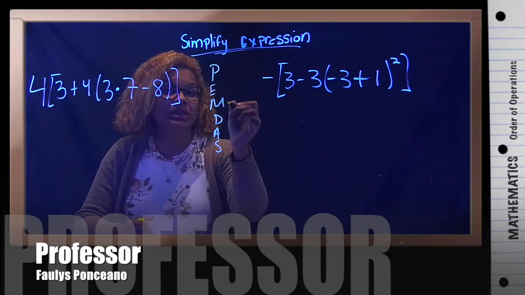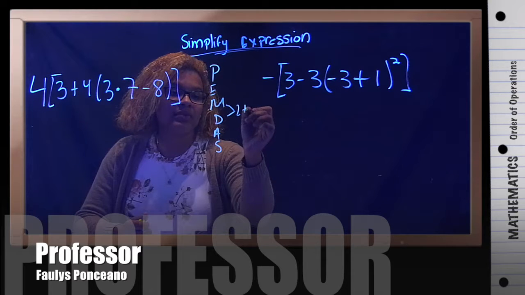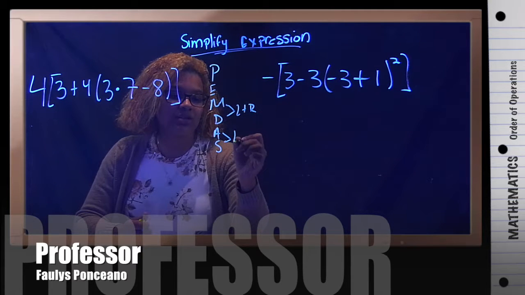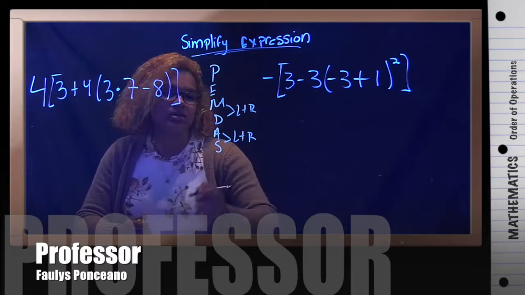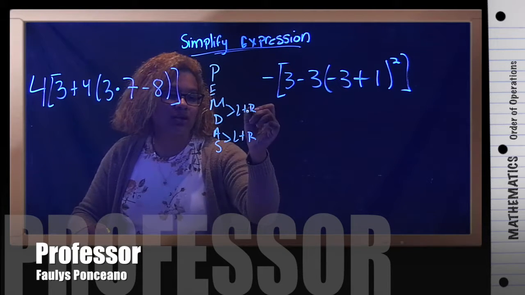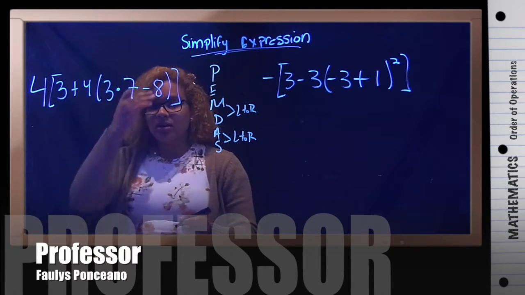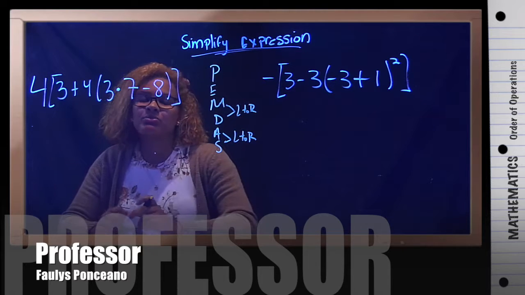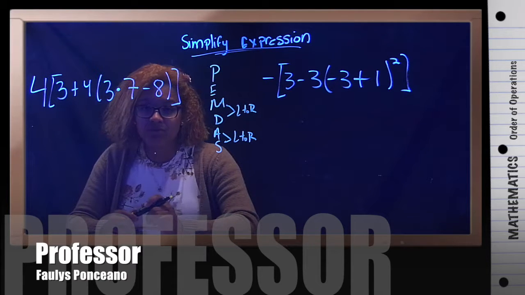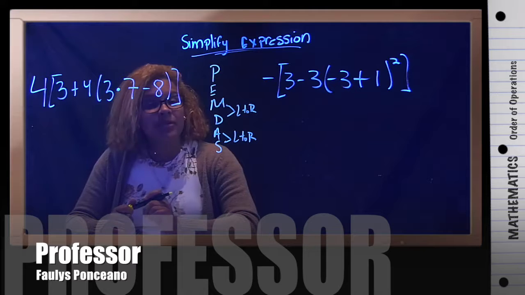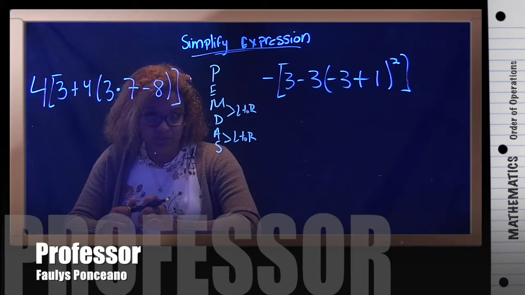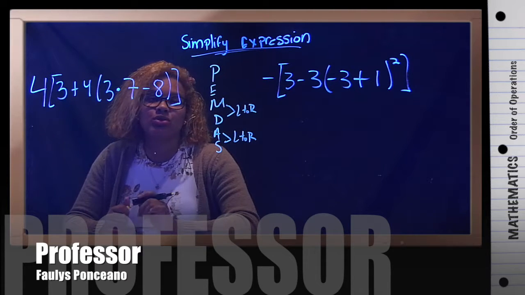Okay, remember multiplication and division is left to right. Addition and subtraction, left to right. We're also going to be using the rules for signage when it comes to multiplying and dividing, and when it comes to adding and subtracting with your signs. Make sure you know your rules.